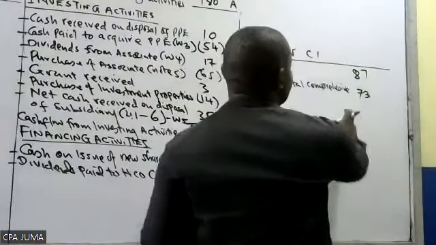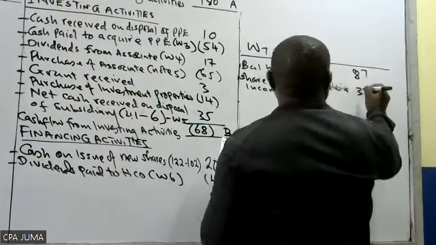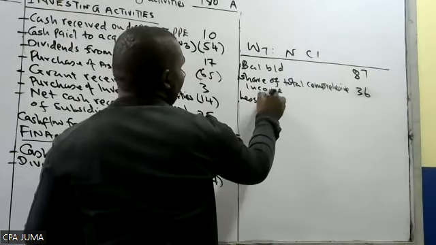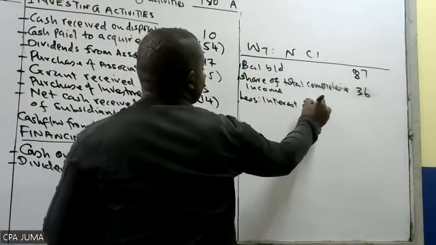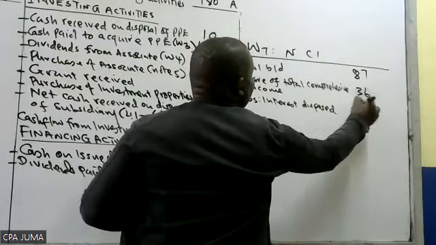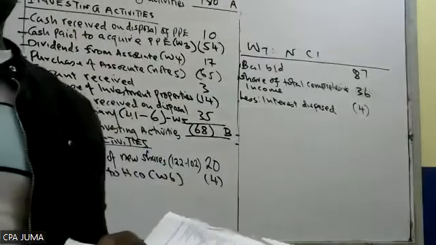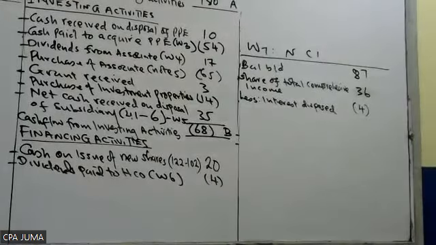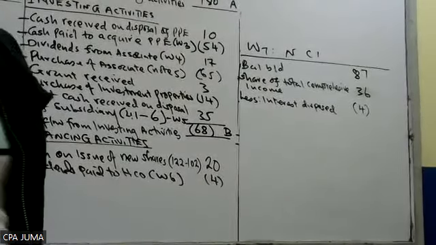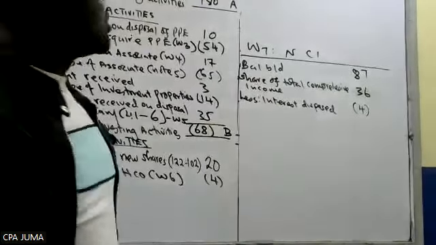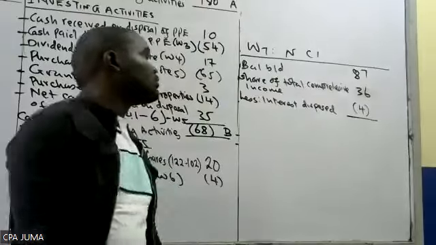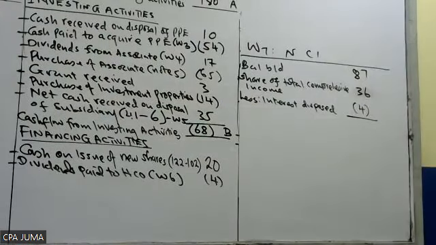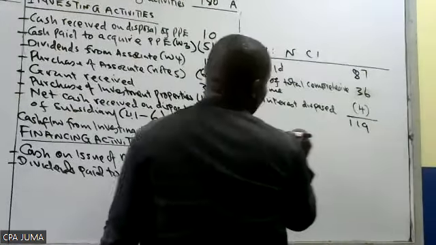73 in parent. Minority got 36. Less interest disposed in note 4. Remember the interest of the minority that was disposed was 4. They sold it. Full stop. So give me this figure: 119.